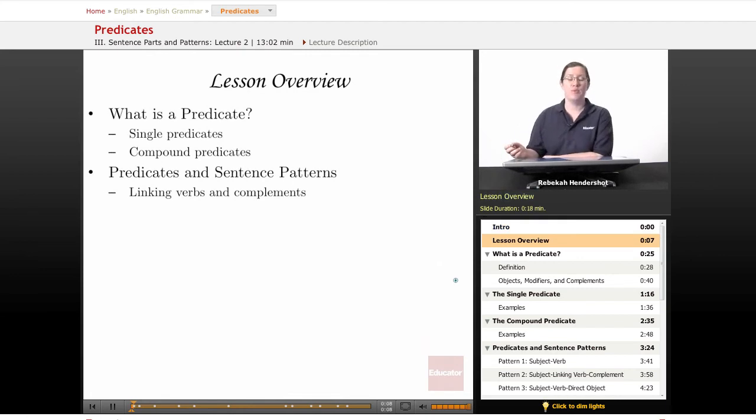All right, we're going to begin with an overview. To start with, we're going to ask, what is a predicate? We're going to find out what they are and how they work. We're going to look at both single and compound predicates. And we're going to look at how predicates affect sentence patterns with a special focus on linking verbs and complements.